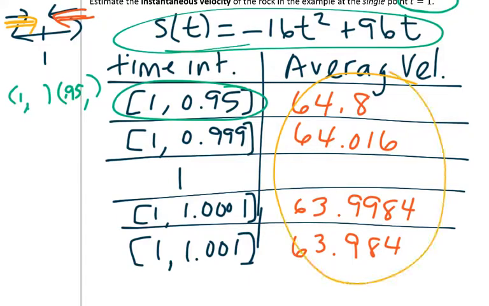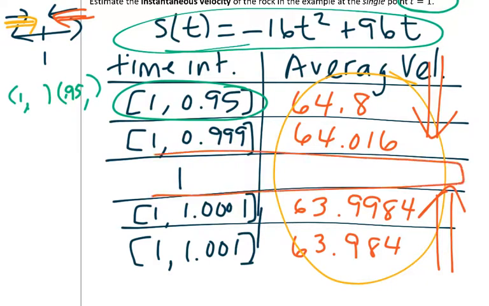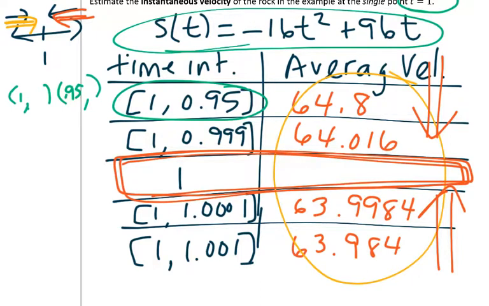All right, so if we look at these, we're going to look at it from both sides. If I look at it coming from this direction, because remember this right here represents that moment in time when t is 1, notice it goes from 64.8 to 64.016. So it seems like it's getting closer to 64. If I'm coming from this direction here, it went from 63.984 to 63.9984. So again, it looks like it's trying to get to 64.